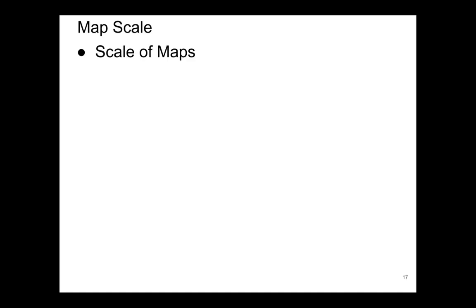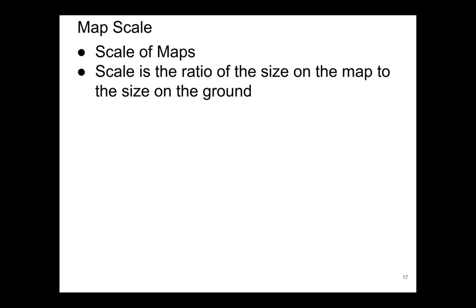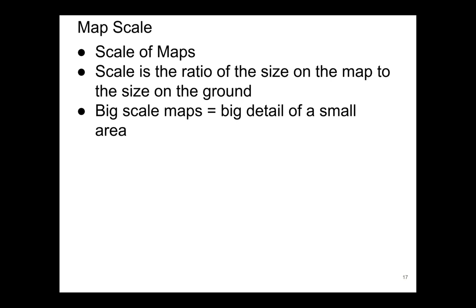Map scale. Map scale is very important. When we're talking about the scale of maps, it's the ratio of the size on the map to the size on the ground. Big scale maps have a lot of detail of a small area. Like a 1-to-1 scale map would be the biggest scale map. Well, the map would be the same size as Earth, right? I mean, I suppose you could do it even bigger than that, but a 1-to-1 scale map would be the biggest scale. That would be a map the size of the planet.